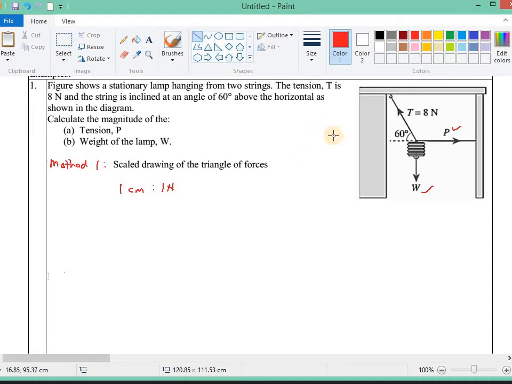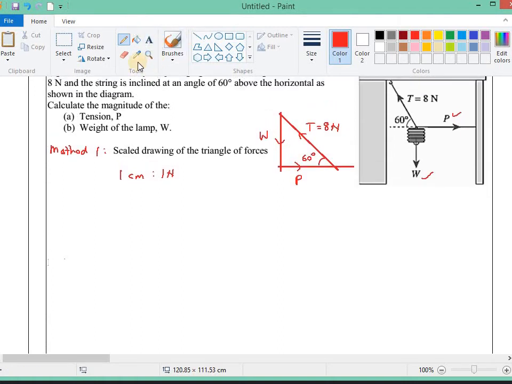This one is the weight, going down. And then P here, and then the T here. Okay, so this is 60 degrees. This is the weight. This is T equals 8 Newton. This is P. Alright, so we draw. This is 90.